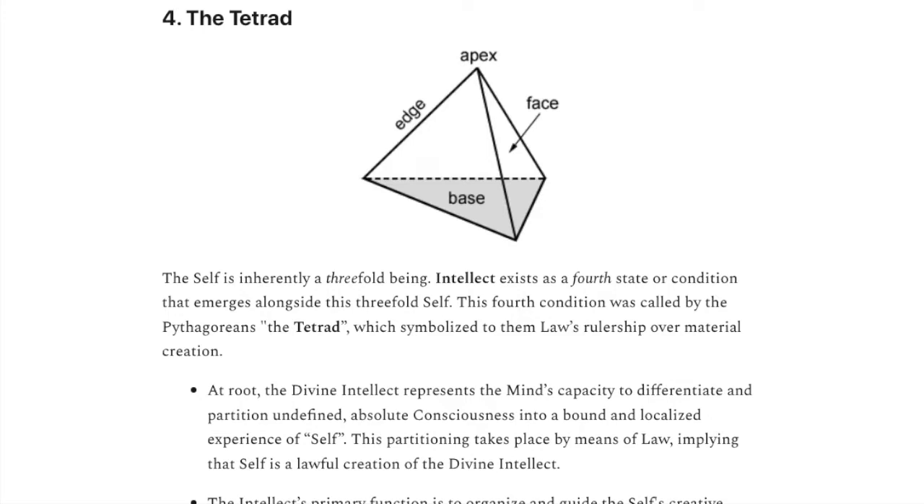And the self's move to create, so intellect is involved with this aspect. So the self is inherently a threefold being, and then the intellect exists as a fourth state or condition that emerges alongside the threefold self. This fourth condition was called by the Pythagoreans the Tetrad, which symbolized to them law's rulership over material creation. So the self becomes objectified as material creation. It objectifies its own being as spirit, soul, body.